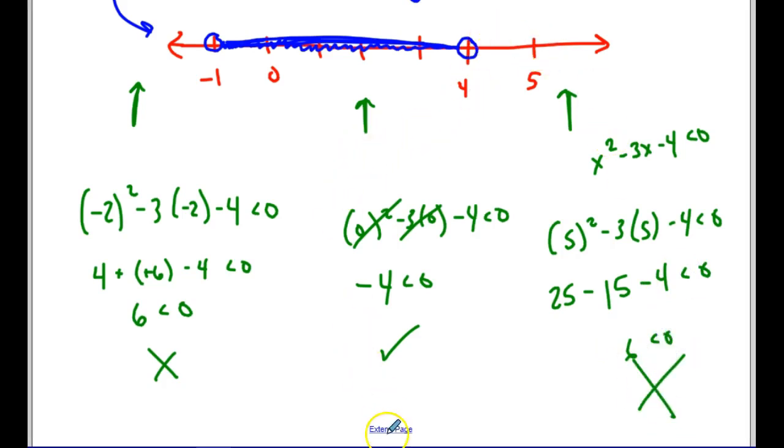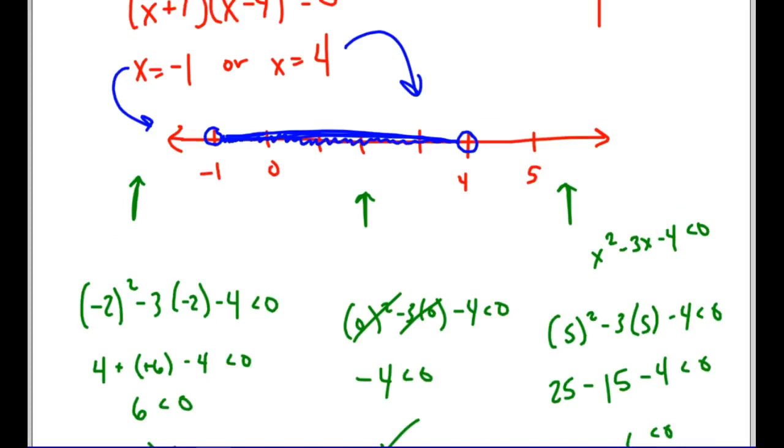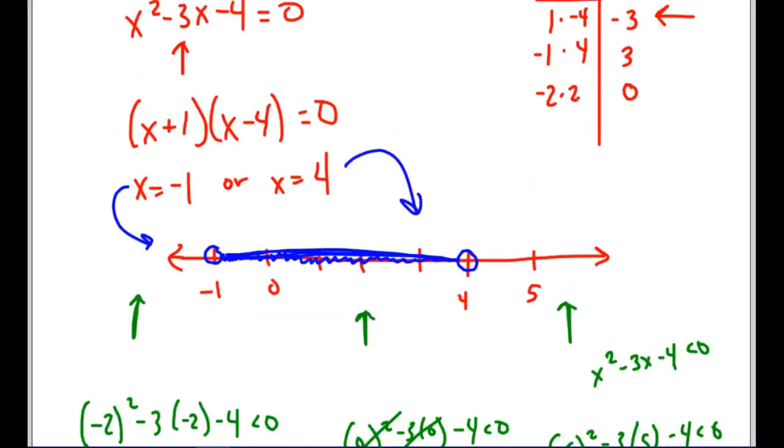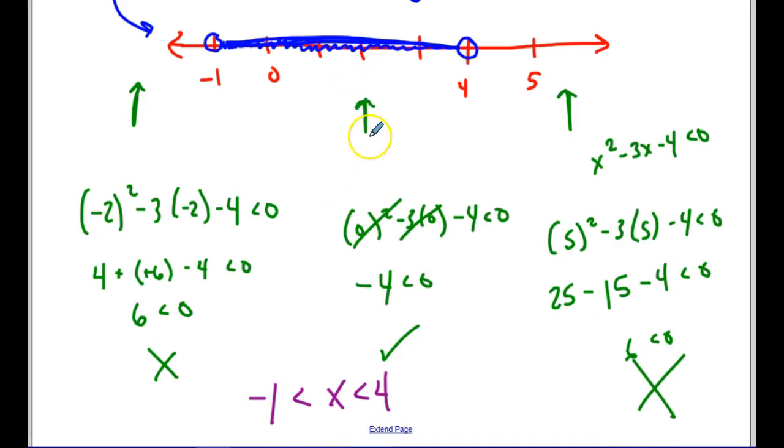So my final solution here, let's do this in purple. My final solution is -1 is less than x, which is less than 4, because this worked in between here. When I'm solving these algebraically, I have to find my 2 solutions by either factoring, quadratic formula, whatever. Find your 2 solutions, and then you need to actually test in between each piece to find your final answer, which here ended up being the middle piece. So my final answer was -1 is less than x, which is less than 4.